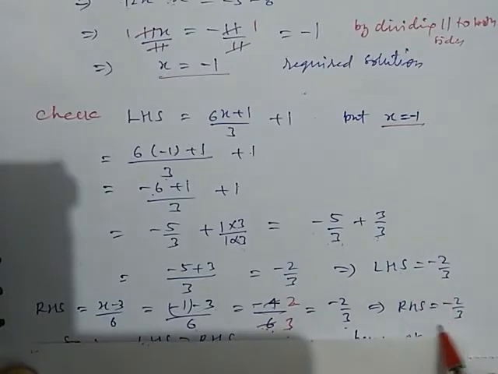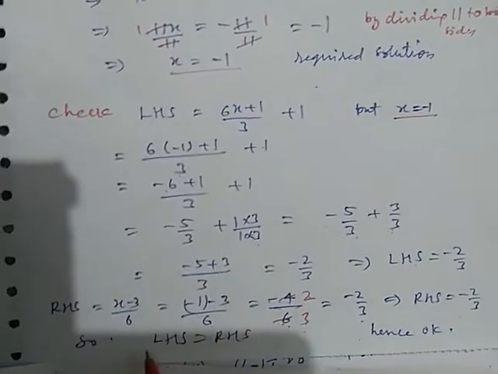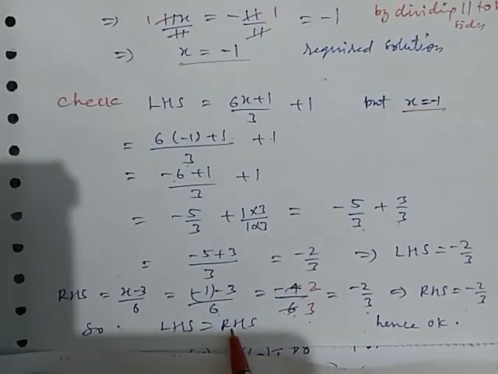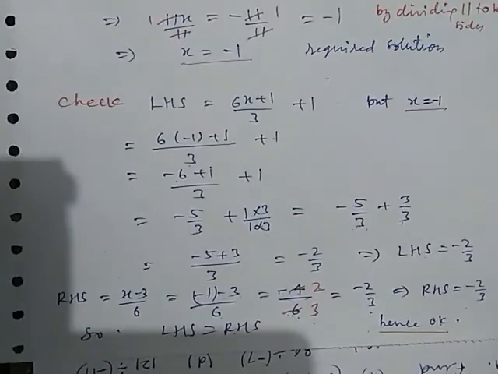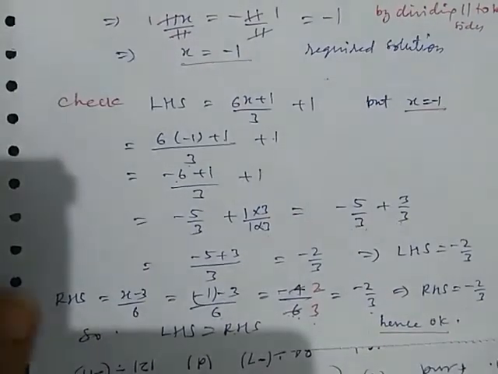So LHS and RHS both are equal. So LHS and RHS are equal, hence okay. So our solution is correct. Now we take more examples.